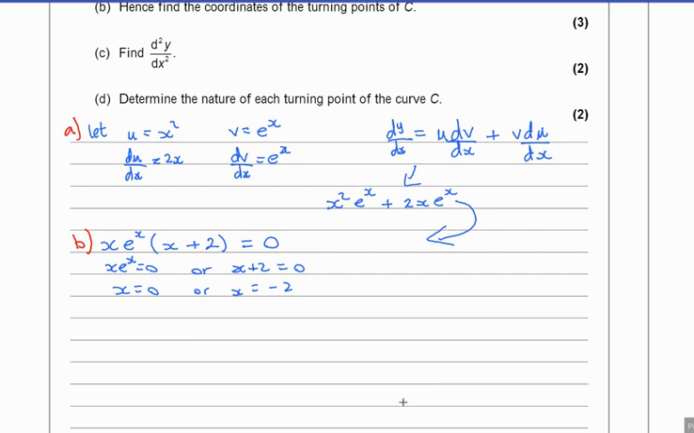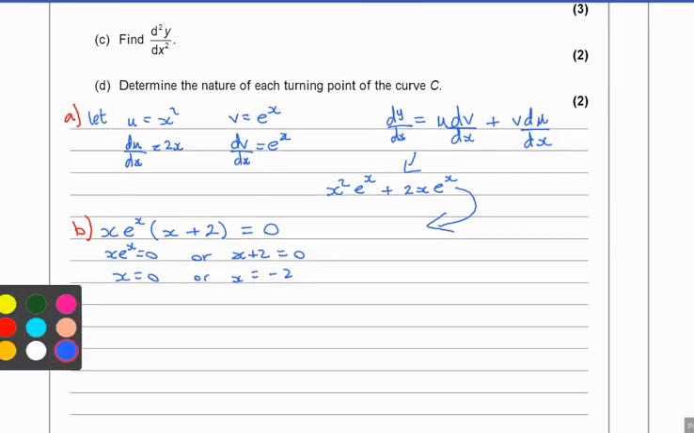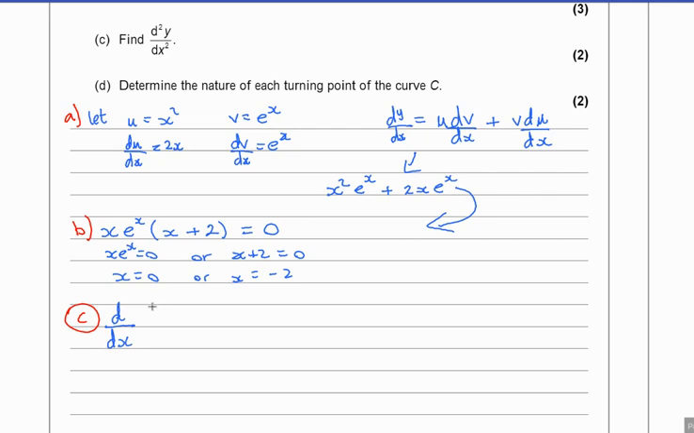Okay, then the next part of the question is to work out what d2y/dx squared is. Okay, this is fun. So what we need to do is take this function and differentiate what we've just gotten. So we are finding d/dx of the derivative, x squared e to the x plus 2x e to the power of x.